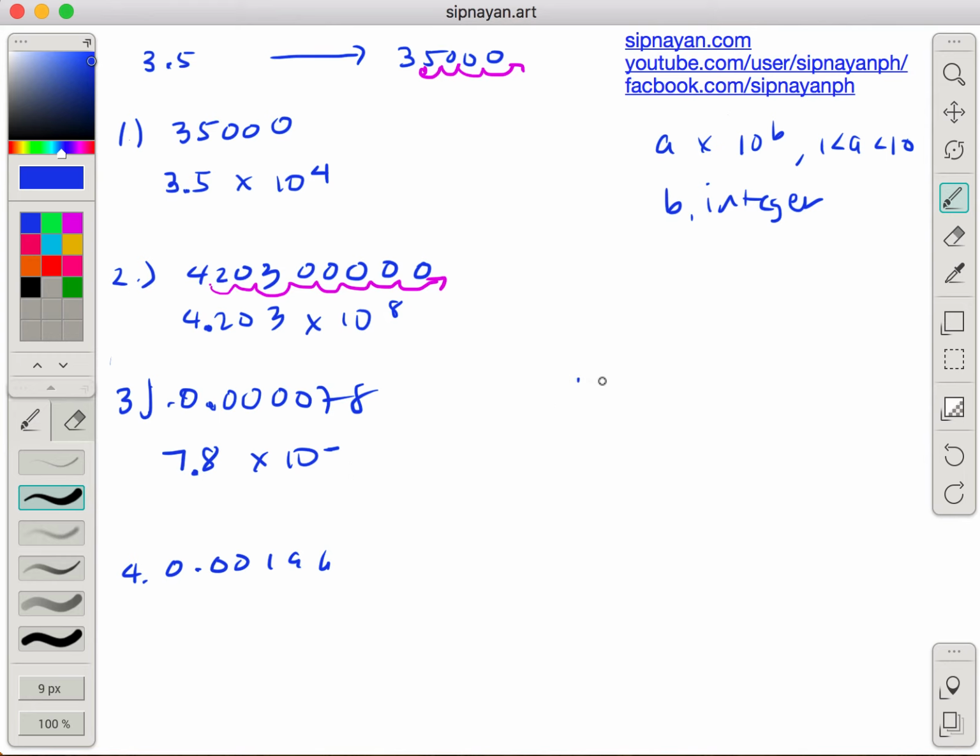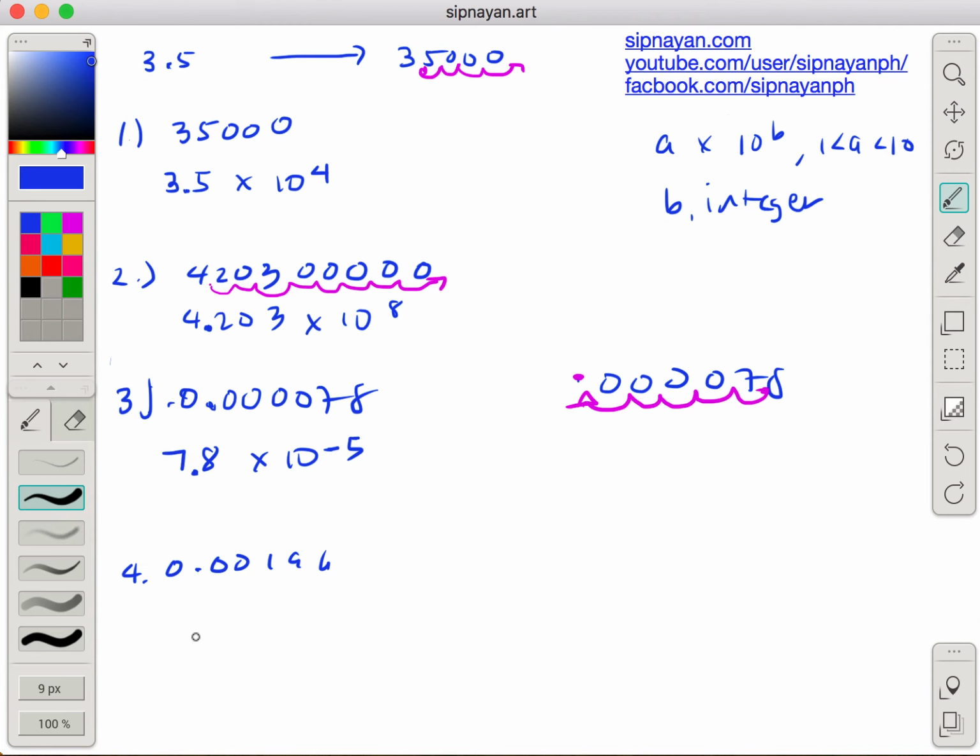And 0.000078, apat, di ba, na zeros. Ang original na number, ang a natin, ay 7.8. So, nag-move tayo ng ilang places pa kaliwa. 1, 2, 3, 4, 5, 5 places. Kaliwa, ito yung ating decimal point. So, ibig sabihin, negative 5 yan. Pinaliit, pakaliwa yung decimal point from the value of a.